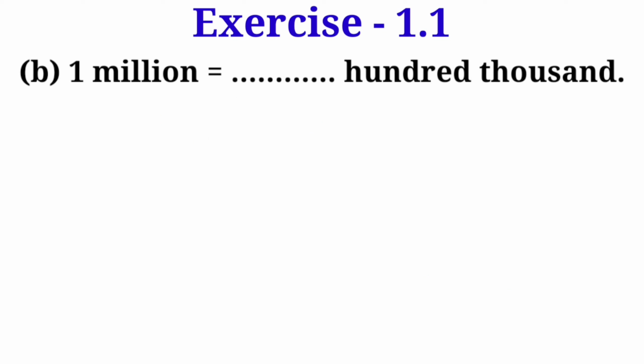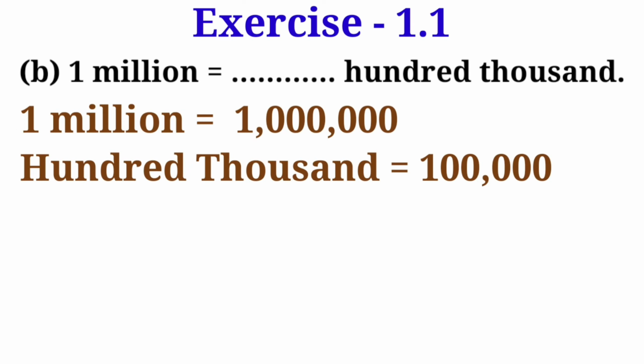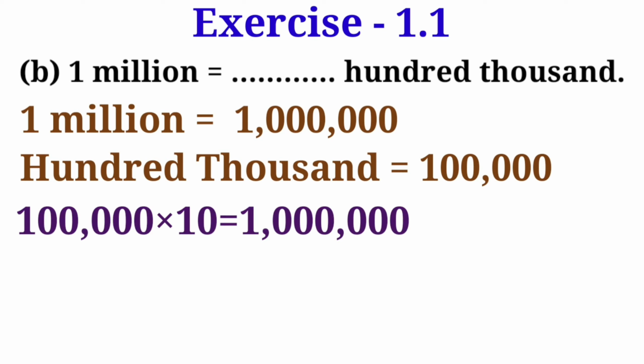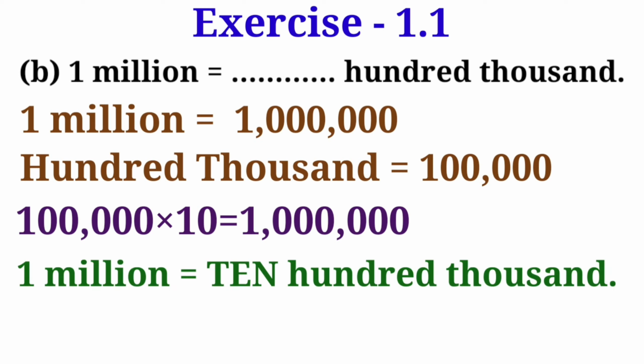Now we have to solve B part, that is 1 million is equal to dash 100,000. Now we know that in 1 million we write 1 and then 6 zeros, and in 100,000 we write 1 and 5 zeros. Now to make 100,000 equal to a million, we will multiply by 10. So 1 million is equal to 10 times 100,000.